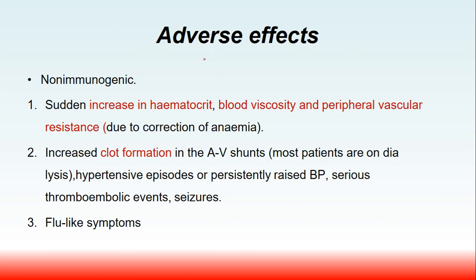So what are the adverse effects of epoetin? Since it is non-immunogenic in nature, it will not produce much hypersensitivity reaction, but it can cause reactions mainly due to sudden increase in hematocrit, blood viscosity, and peripheral vascular resistance due to the correction of anemia, and also due to the increase in hematocrit, it can increase the risk of clot formation in AV shunts. It can lead to hypertensive episodes. It can lead to serious thromboembolic events, and occasionally it can lead to seizures, and it can also cause flu-like symptoms which will be relieved after 10 days.